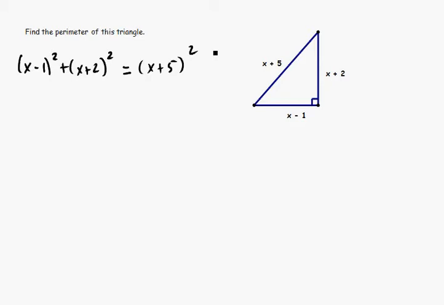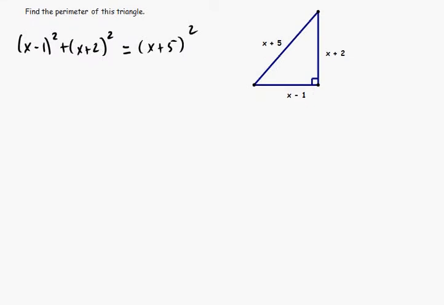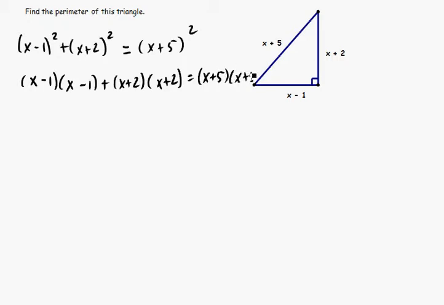Now, this is a quadratic equation because of these x squareds. In order to solve this quadratic equation, I'm going to expand these binomials and try to simplify and get the equation in standard form. Well, what do I mean by that exactly? To expand these binomials, (x minus 1) squared means (x minus 1) times (x minus 1), and (x plus 2) squared means (x plus 2) times (x plus 2), and (x plus 5) squared is (x plus 5) times (x plus 5).